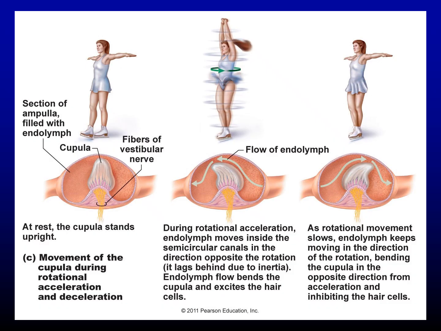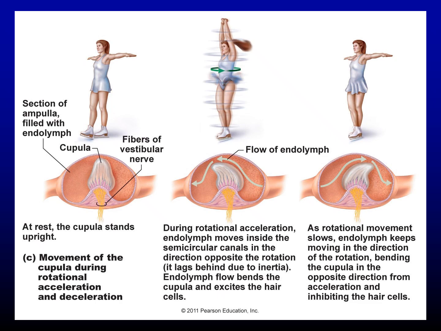When the body is rotating at a constant rate, the endolymph eventually comes to rest. It moves along at the same speed as the body, and stimulation of the hair cells ends. If we are blindfolded, we cannot tell whether we are moving at a constant speed or not moving at all after the first few seconds of rotation.